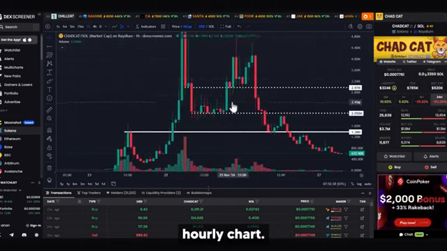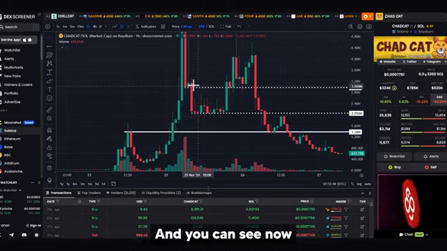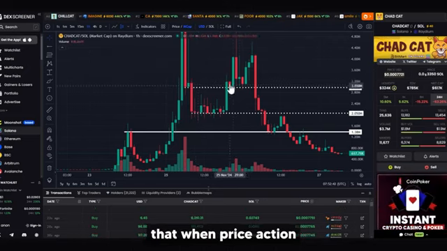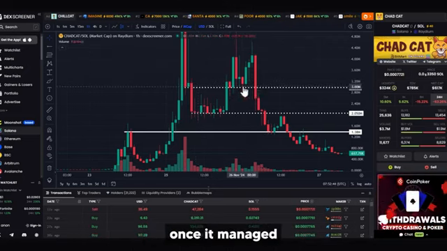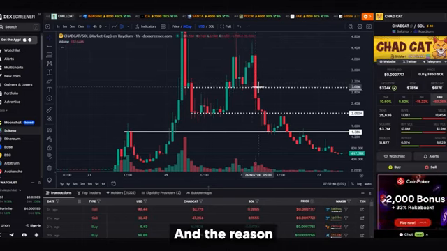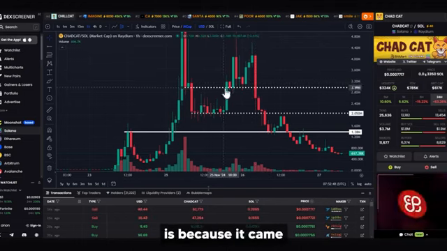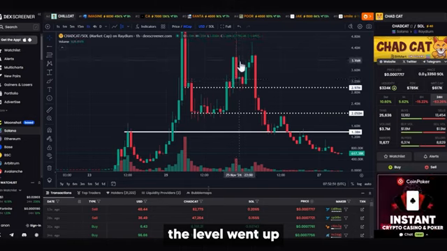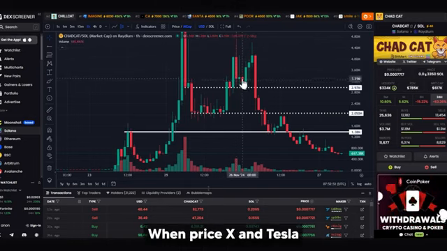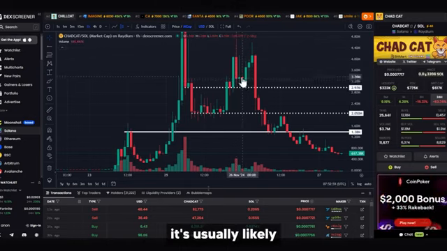But that's why we're on the hourly chart, so we can actually see where these bars close. And you can see now that when price action went back up to this level, it managed to lose this support level. The reason it lost this support level right here is because it came up, tested the level, went up, and tested that level again. When price action tests a level more than once, it's usually likely to break down.